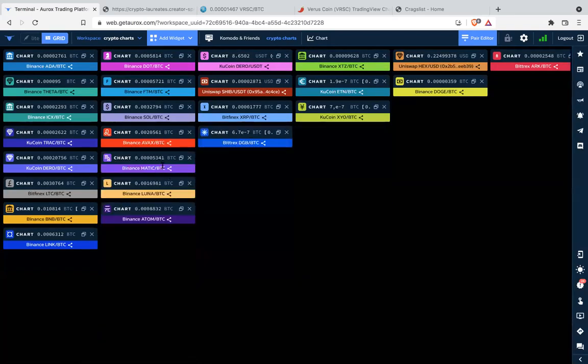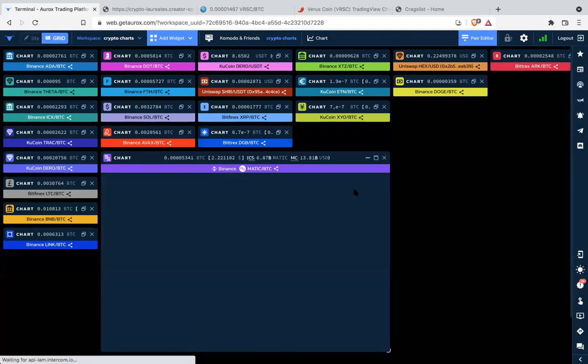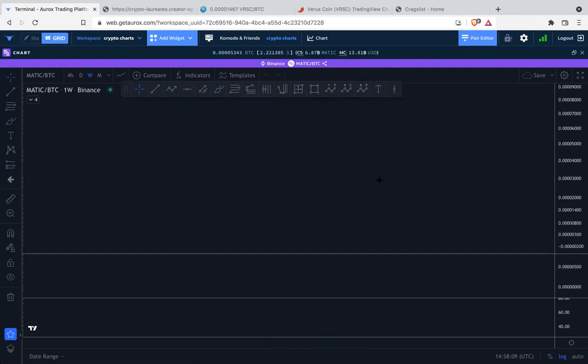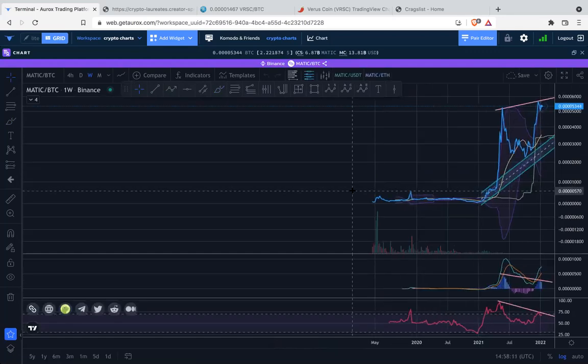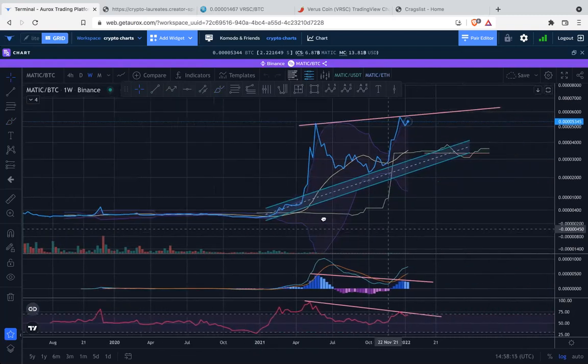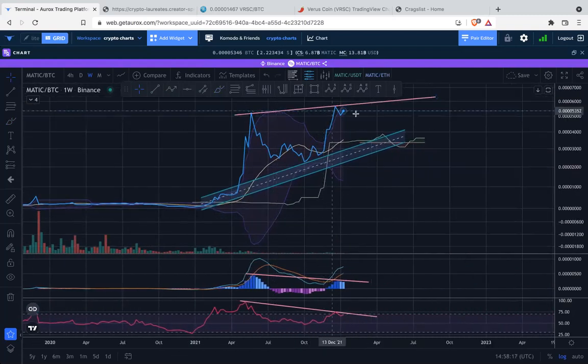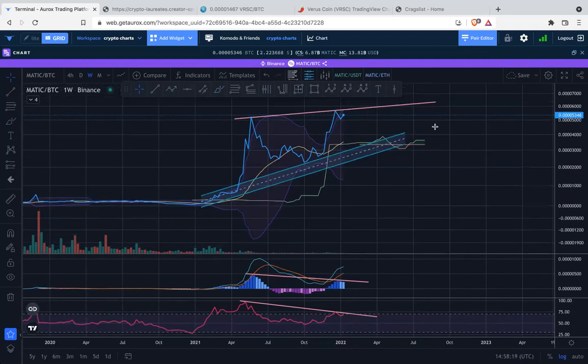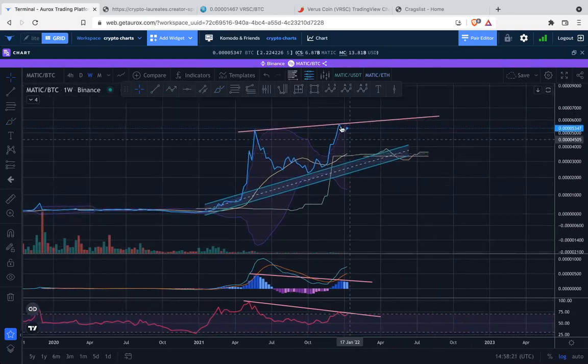Coming towards the close here, we have 3 left. We've got MATIC, Luna, and then Atom. We looked at MATIC and Luna last time, so we'll take another look here. So yeah, last time we were looking at MATIC with these 2 highs up here, top of the Bollinger Band.